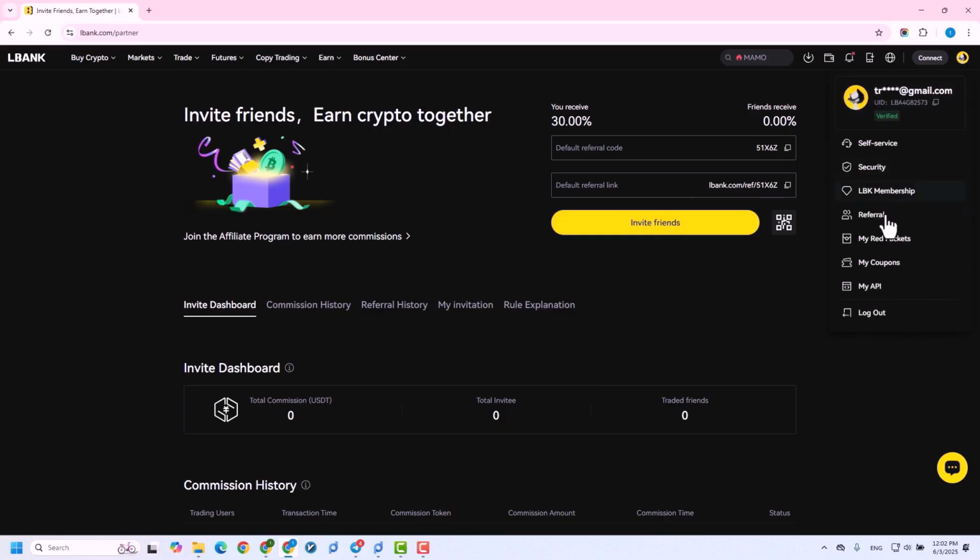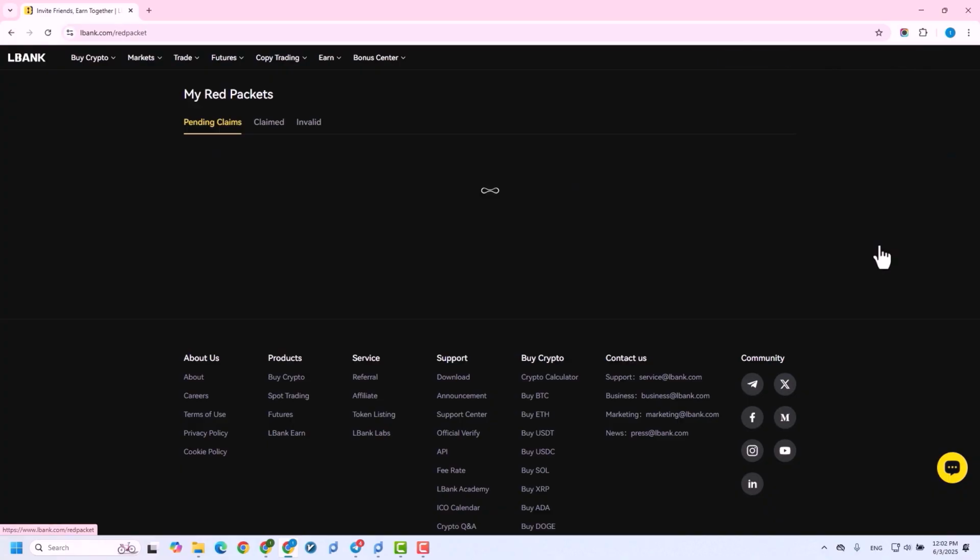The next section is related to My Red Packets. Gifts and rewards are given as red packets, which are cryptocurrency bundles with random amounts. These are usually gifted by friends or the LBank team during campaigns, and you can review the items related to your profile in this section.